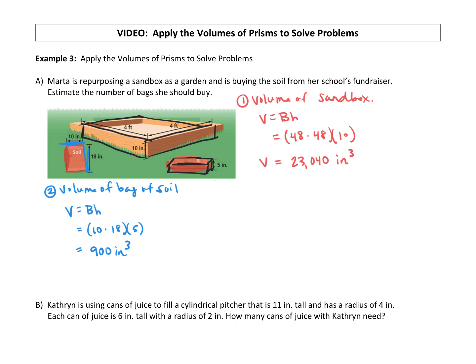All right, so what's the question here? Estimate the number of bags. So we've got to fill up this volume with this volume. So how many of these 900s fit into that 23,000? Well, let's just divide it out. Let's take our 23,040, divided by 900, and we get 26. So that means that Marta needs 26 bags of soil to fill the sandbox.